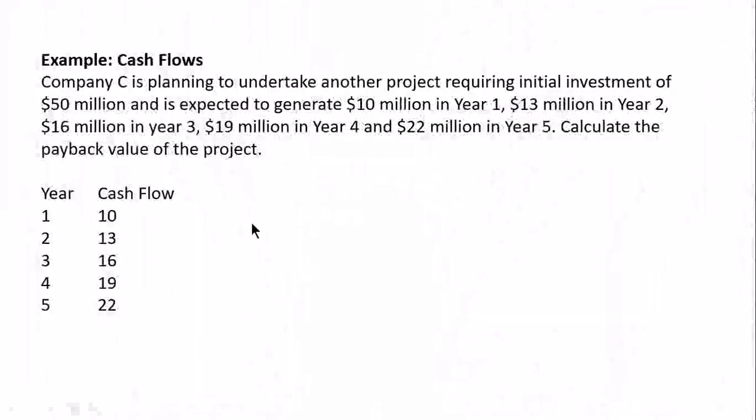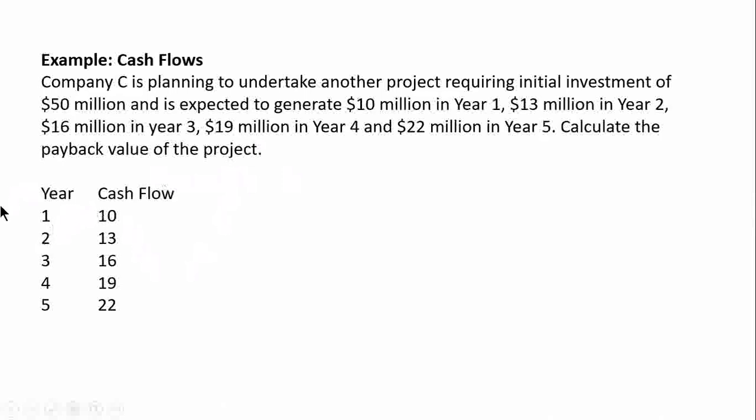Okay, for example, a company C is planning to undertake another project requiring an initial investment of 50 million, and expected to generate 10 million in the first year, 30 million in the second year, 16 million in the third year, 19 million in the fourth year, and 22 million in the fifth year. Calculate the payback period of this project.